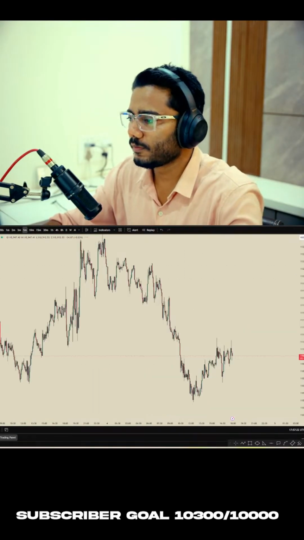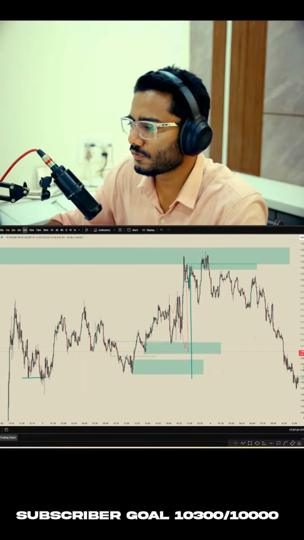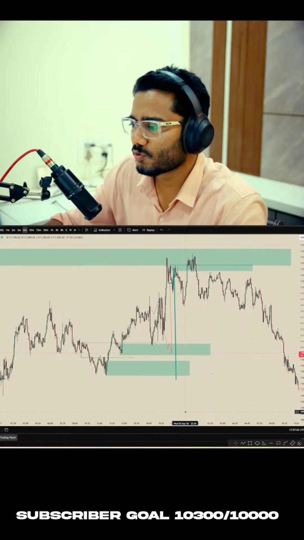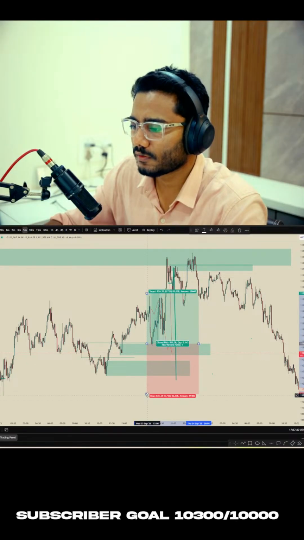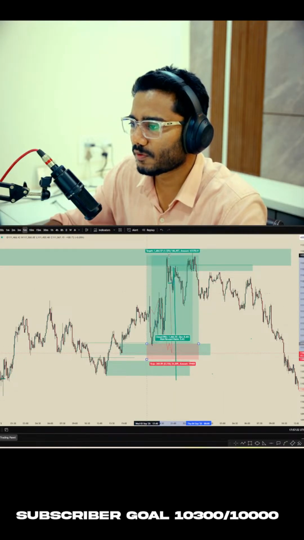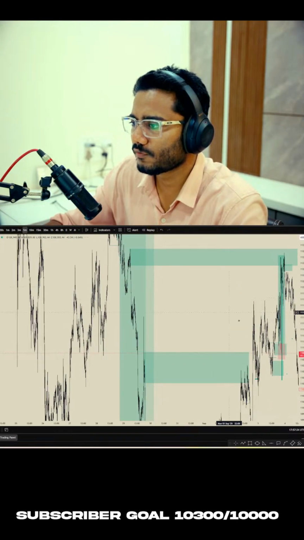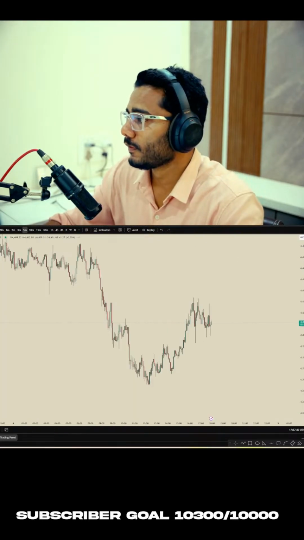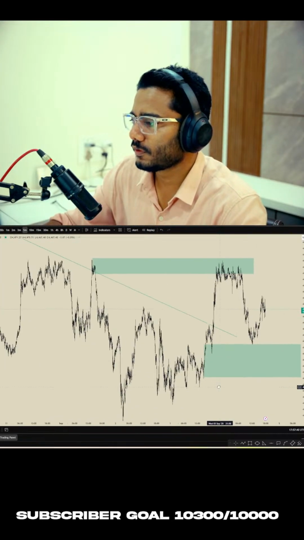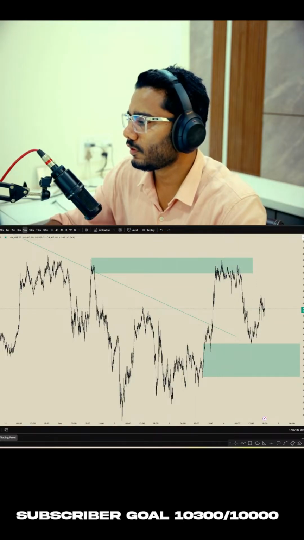Also on BTC, yesterday I gave this trade. Price broke the structure and went to the upside. So this was one trade which hit the take profit, which was the next high. So from here, price started to go down. Ethereum, I didn't give any trade yesterday on Ethereum.